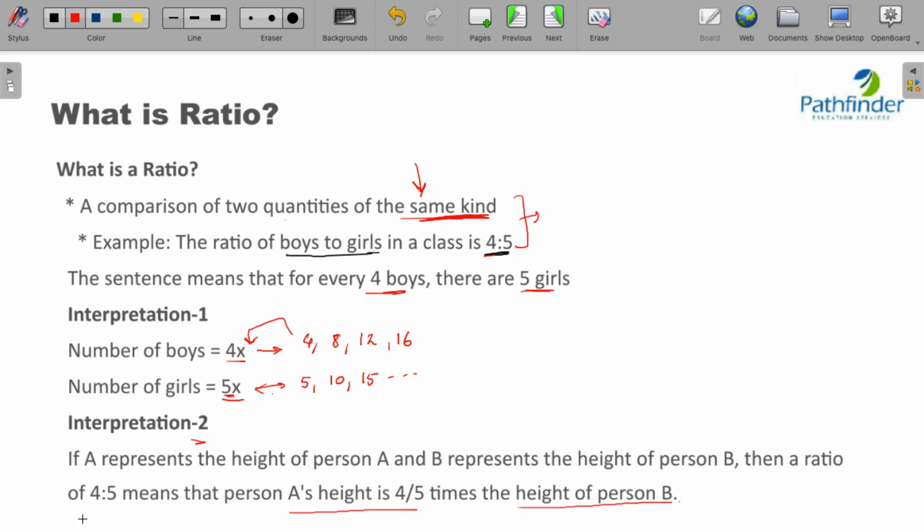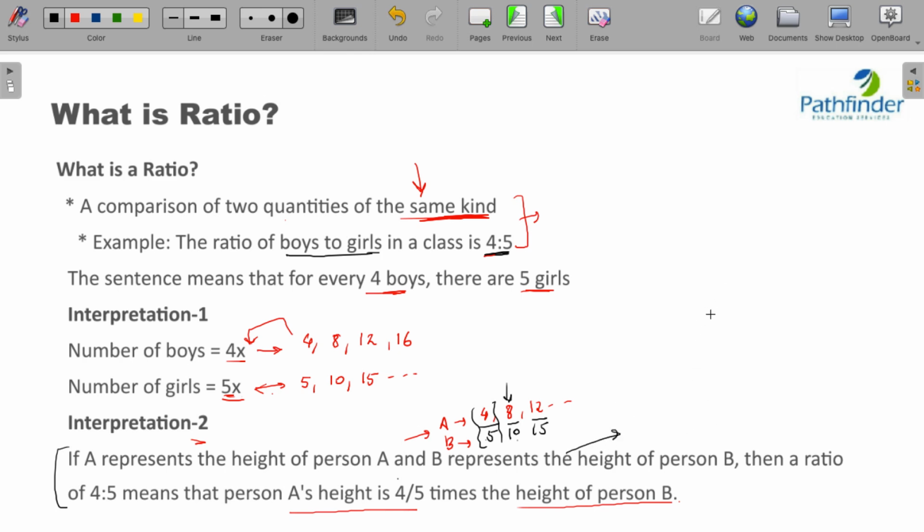So why? Because A's height is automatically a multiple of 4: 4, 8, 12 and so on, and B's height is automatically a multiple of 5: 5, 10, 15, and you can just take the ratio between any of these two numbers. So you can see that A's height is 4 by 5 times B's height, or 8 by 10 times B's height. 8 by 10 can be reduced to 4 by 5 only. Okay. So essentially what we are trying to tell is, now let me give you another interpretation which depends on this.